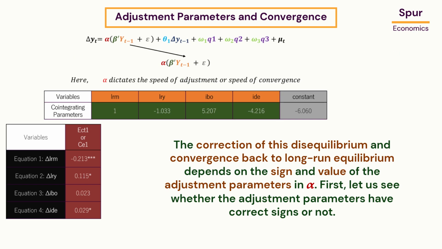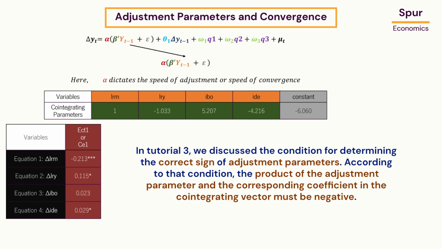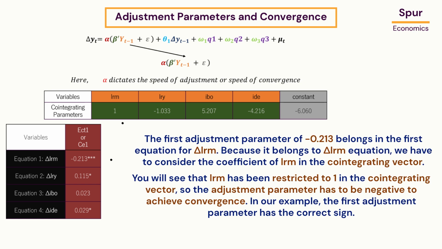The correction of this disequilibrium and convergence back to long-run equilibrium depends on the sign and value of the adjustment parameters in alpha. First, let us see whether the adjustment parameters have correct signs or not. In Tutorial 3, we discussed the condition for determining the correct sign of adjustment parameters. According to that condition, the product of the adjustment parameter and the corresponding coefficient in the cointegrating vector must be negative. The first adjustment parameter of -0.213 belongs in the first equation for delta LRM.